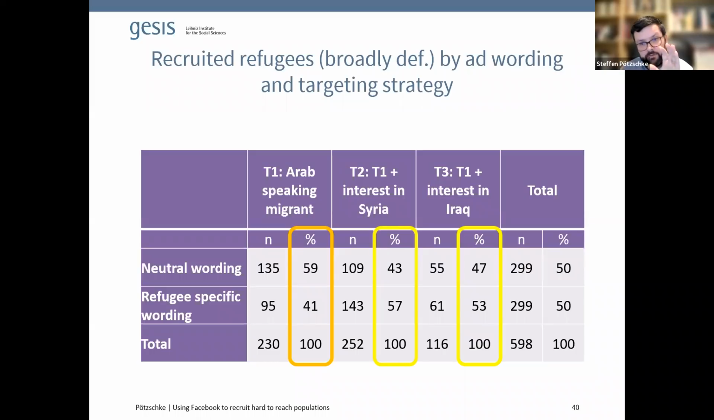So the take-home message here is twofold. First of all, it does not seem to be the case that you lose potential participants if you use wording that might or might not be considered sensitive. And the other one, and I have to be honest, we have to look in more detail into that, is that you might actually recruit people with different profiles by using those different wordings. So it's worthwhile doing it.